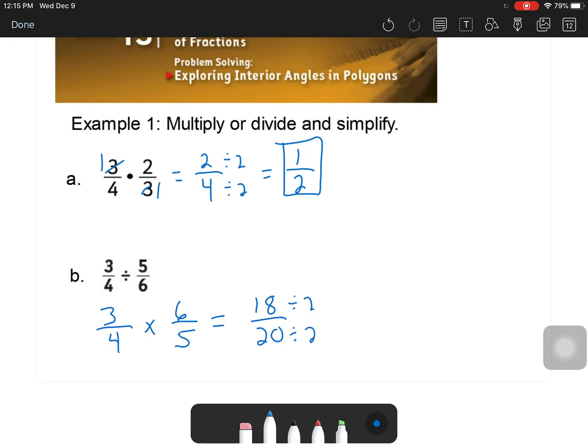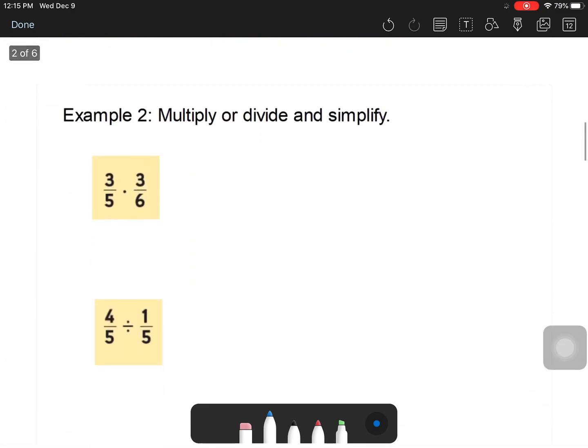So if we divide by 2, and remember, if there was something else, we can always reduce it further in another step, so that's okay. 18 divided by 2 is 9, and 20 divided by 2 is 10, and that is a simplified fraction, 9/10. There's no common factors there.